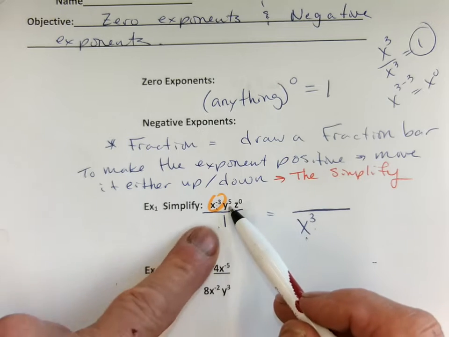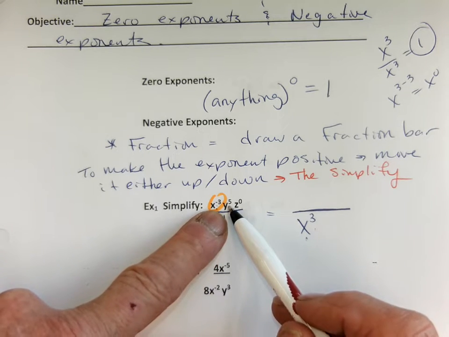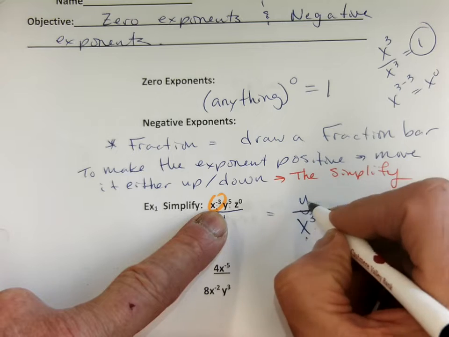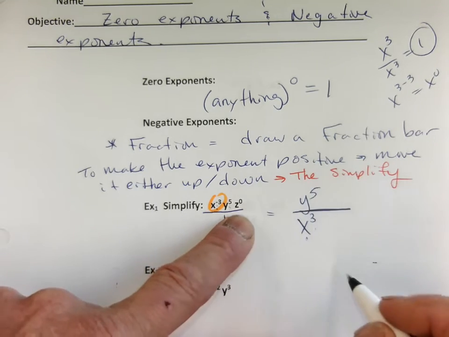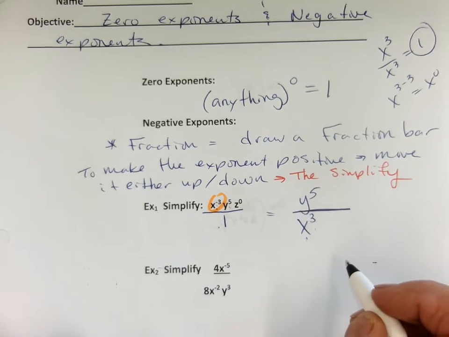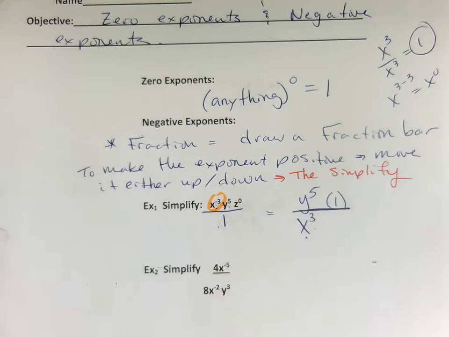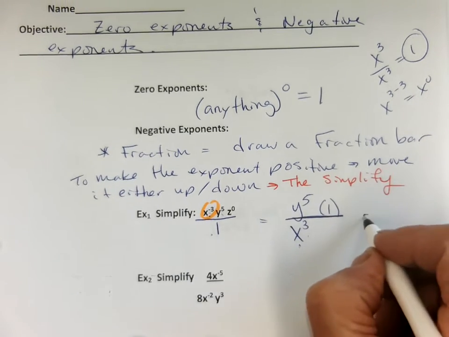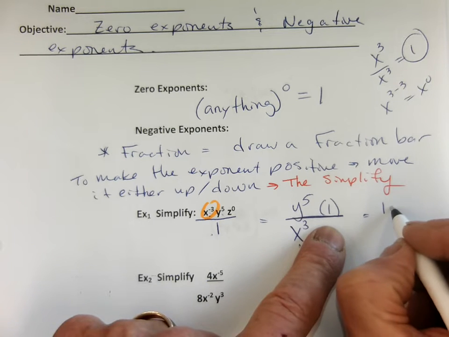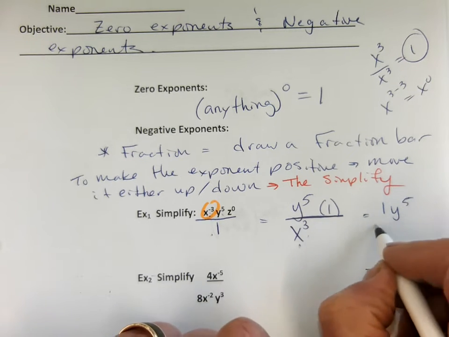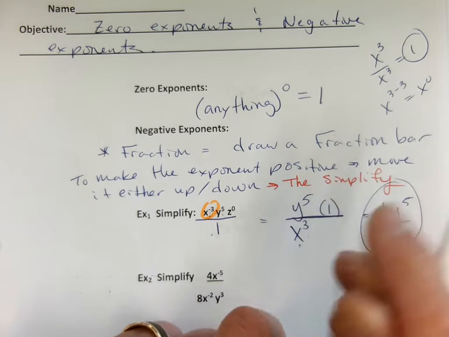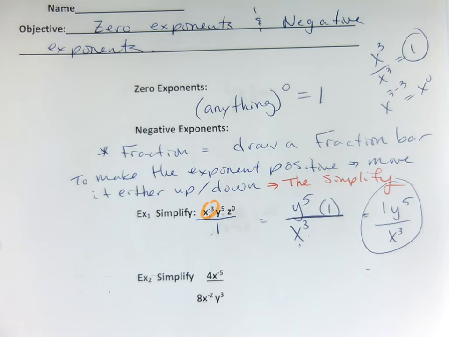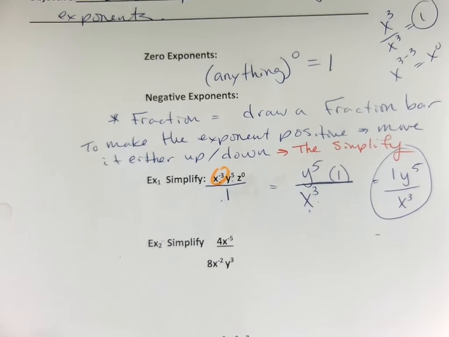Now the y to the 5th is fine. Y to the 5th is y to the 5th, so I'm just going to keep the y to the 5th where it is. And z to the 0 is? Z to the 0 is? 1. Now, that's basically the answer. I don't need the 1, but I can keep the 1. 1, y to the 5th over x to the 3rd. Okay? That's it. Let me see thumbs up. Not too bad, right? Okay, example 2.